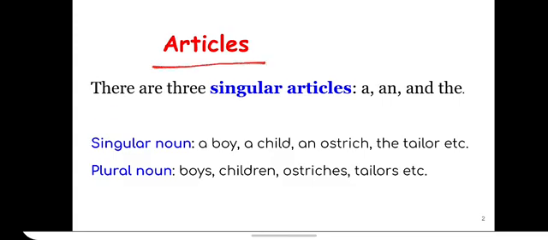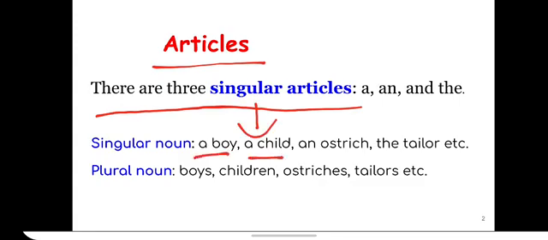Now there are 3 articles in the English language: a, an and the. A and an are singular articles, and singular here means we can use them before a singular noun like a boy, a child, an ostrich, a tailor. Singular means one. So a boy means one boy there.